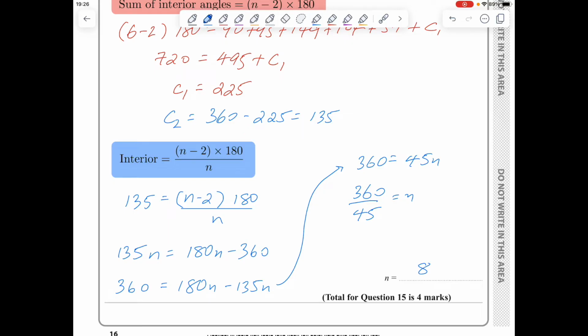Note that for the second part of the question, instead of working with the interior angle, I can work out with the exterior angle, which is equal to 45, and the formula for the exterior angle of a regular polygon is equal to 360 over n. Solving this one will give me 8.